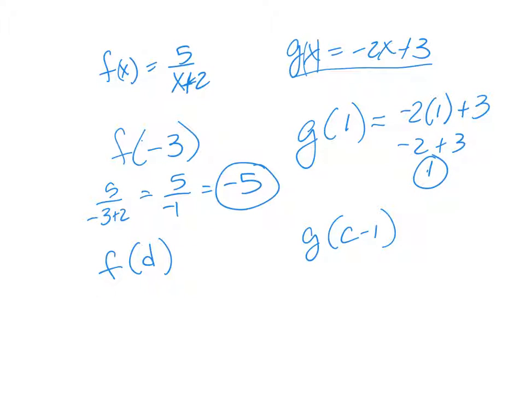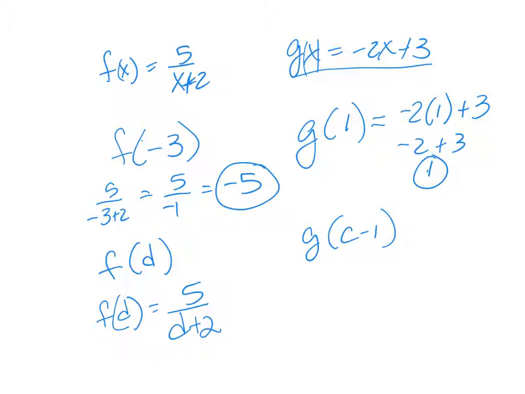Okay? Now it gets a little bit different. They want f of d, right? So what do I do with the d? What did I do with the negative 3? Plugged it in for the x. What do I do with the d? You just plug it in for x. So f of d equals 5 over d plus 2. You don't simplify it. You just leave it alone. You're plugging in a d, so you're not going to be able to do anything.